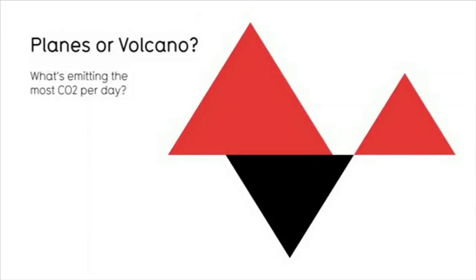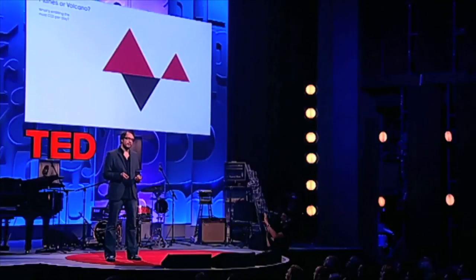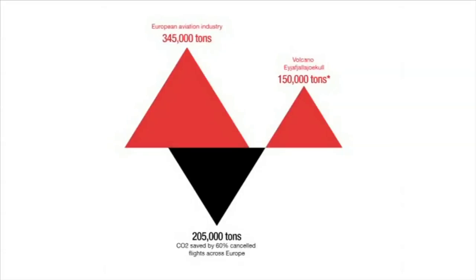The recent Icelandic volcano, which was emitting the most CO2? Was it the plains or the volcano? The grounded plains or the volcano? So we can have a look. We look at the data and we see, yep, the volcano emitted 150,000 tons. The grounded plain would have emitted 345,000 if they were in the sky. So essentially, we had our first carbon neutral volcano.